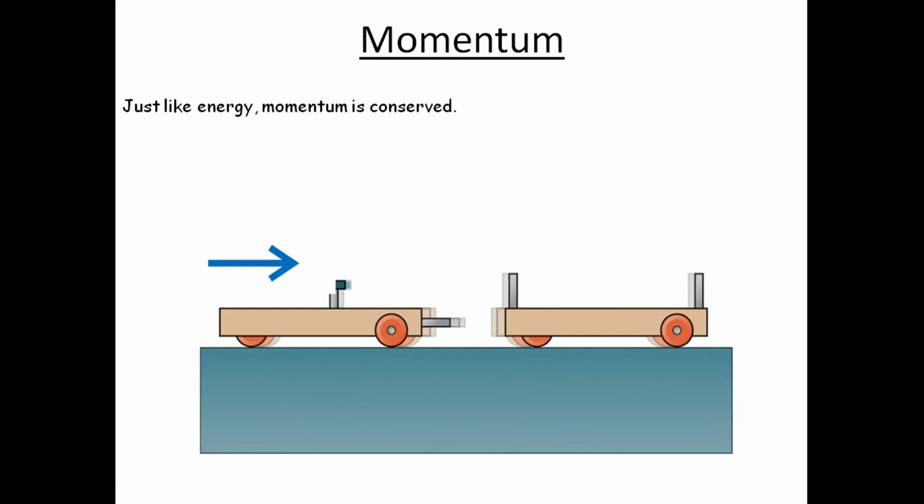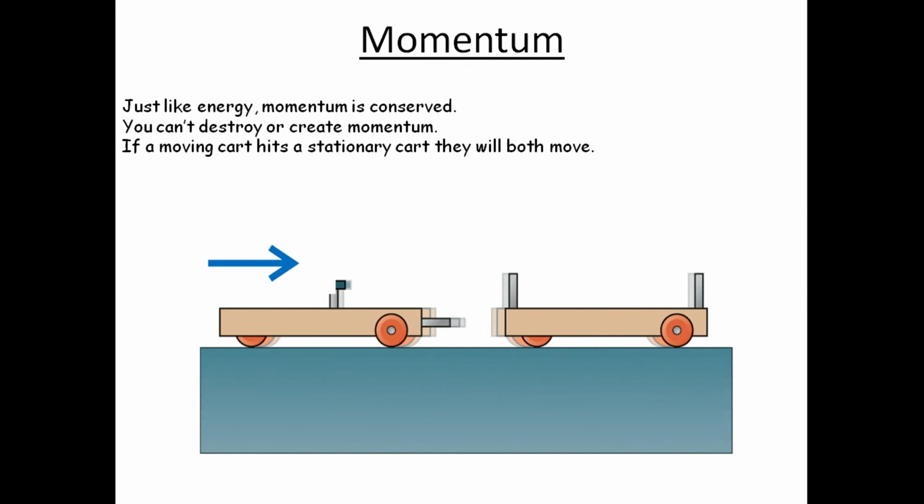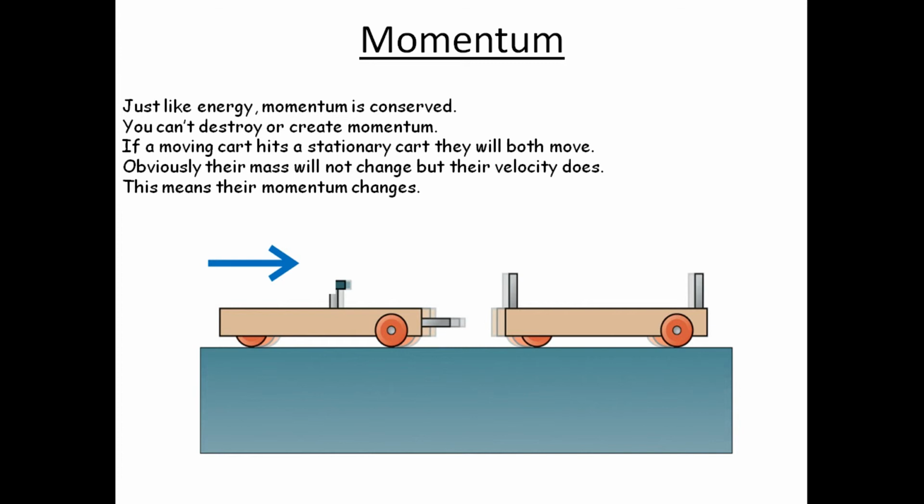Just like energy, momentum is conserved. You can't destroy or create momentum. If a moving car hits a stationary cart, they will both move. Obviously, their mass will not change, but their velocity does. This means their momentum changes. The stationary cart gains momentum, whilst the moving cart loses momentum.